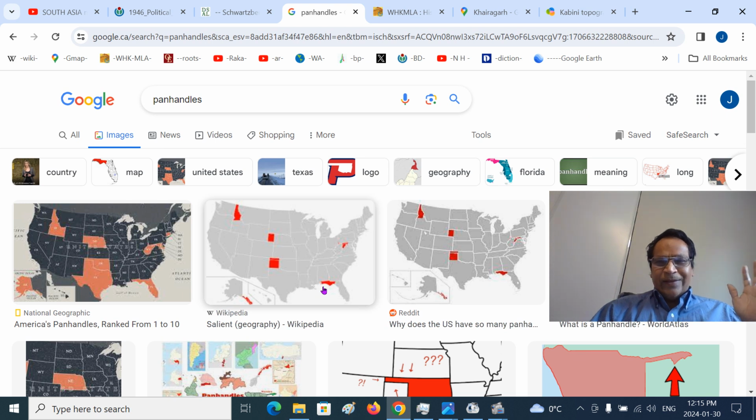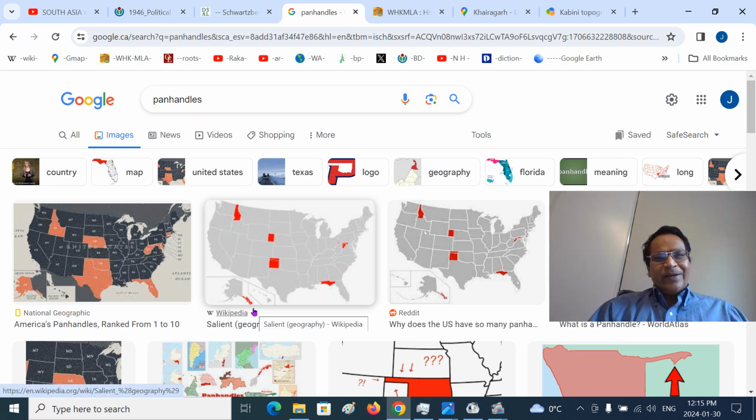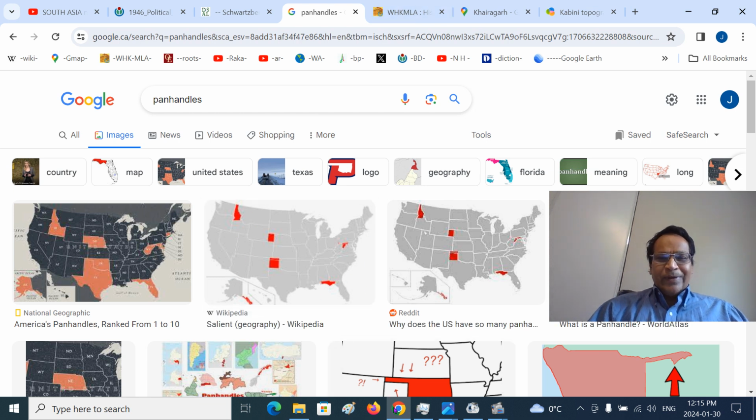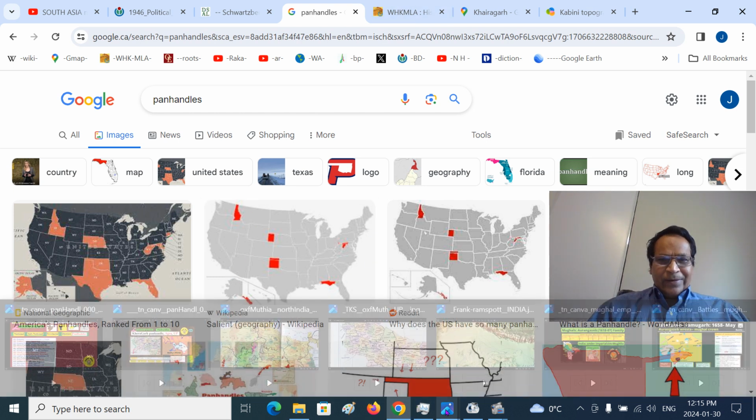The capital of Florida state sits in the Pensacola, Tallahassee region, which is called the Florida Panhandle. The capital of Alaska sits in Juneau town, that is the Alaskan Panhandle. Even Anchorage on the mainland is the prominent town there. And there is the Idaho Panhandle and so on. We can look at them clearly.